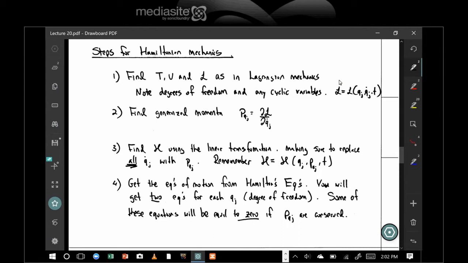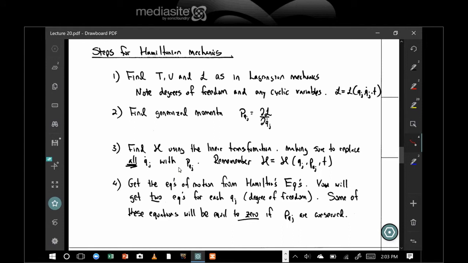The next step is to find the generalized momentum, because the Hamiltonian is written in terms of not q dots, but p sub q's. Then you find the Hamiltonian using that linear transformation. However, when you do that, you have to make sure that you write the Hamiltonian properly. There should be no q dots in there. The Hamiltonian is an explicit function of only q, p sub q, and time. And then once you have the Hamiltonian in that form, you can just take the partial of H with respect to q and the partial of H with respect to p. That gives you the equations of motion.